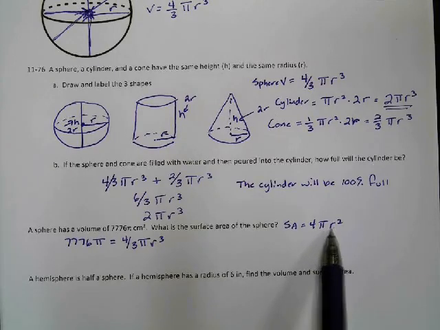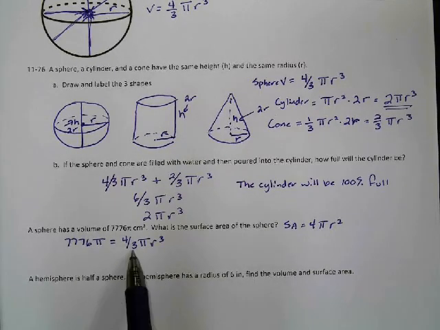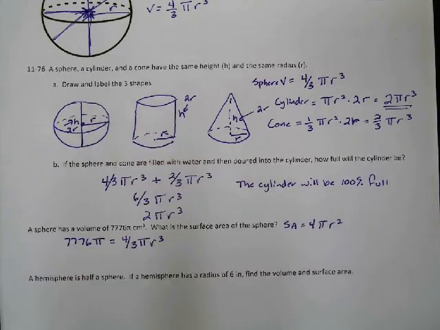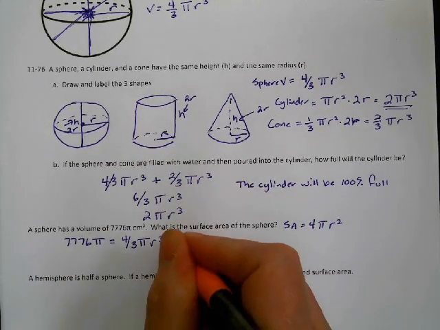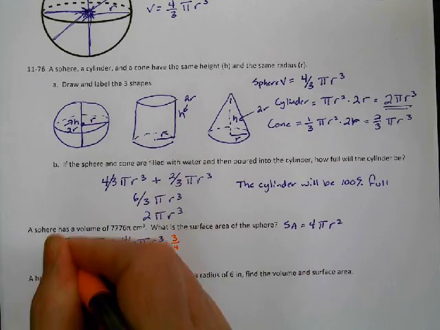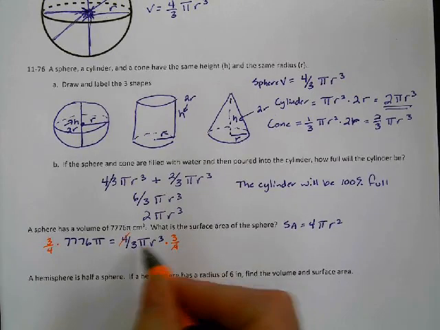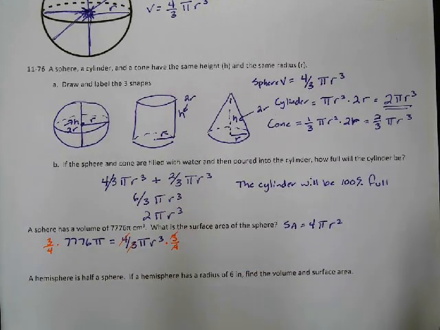So what I can do is use opposite operations to isolate r over here. How do I get rid of 4/3? Well, I multiply by 3/4 because that's the reciprocal. That will cancel out the 4 and the 4, the 3 and the 3. So if I take 7,776 and multiply by 3/4, I end up with 5832.